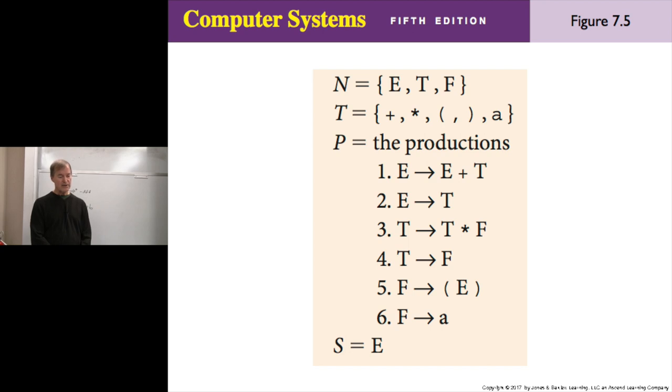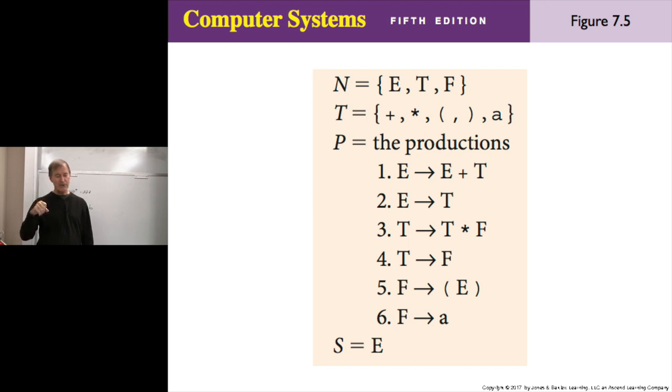In rule one, an expression produces an expression concatenated with what? The plus sign, concatenated with what? The T. Is everybody clear that it's concatenated? Right. And what is the second rule? An expression produces a T. And the third one is a term produces a T concatenated with an asterisk, concatenated with a factor F. And then four is a term can produce a factor.